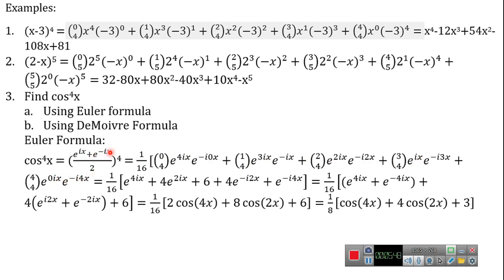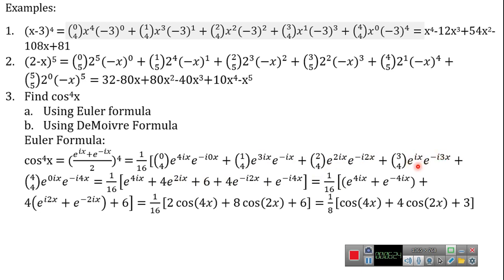So combination 0 out of 4, binomial property, 1 out of 4, 2 out of 4, 3 out of 4, 4 out of 4. e^(ix), I start by the highest power. e^(ix) power 4 means e^(4ix), e^(3ix), e^(2ix), e^(ix), e^(0ix). And here we start by 0, e^(-ix) all power 0, which is e power 0, which is 1. Then e^(-ix) power 1, power 2, it will be e^(-2ix), e^(-3ix), up till e^(-4ix).